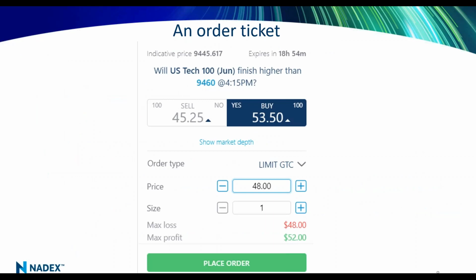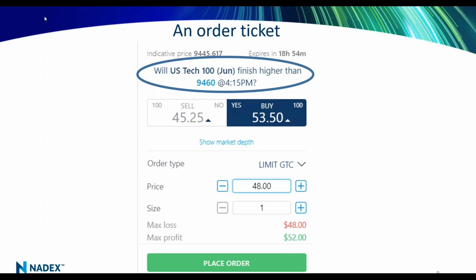So let's look at an order ticket. I mean, this is kind of practical. This is an example on the NASDAQ. All right, we call it the US 100. That is the NASDAQ, the US Tech 100. That is the NASDAQ 100. And here is your prediction. Will the NASDAQ finish higher than 9460 at 4:15 p.m.?